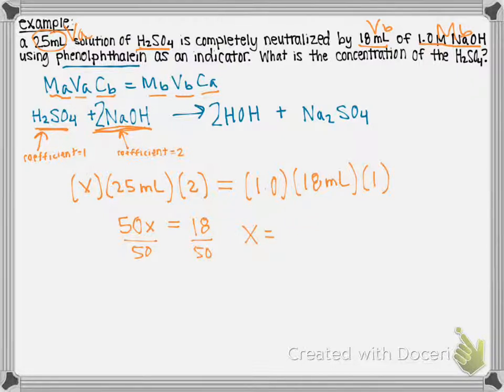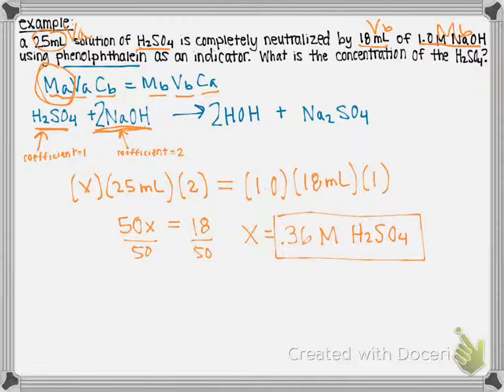X equals 0.36. And we've got to look at what we are solving for. We were solving for MA, so 0.36 is the molarity of the acid. And that's your final answer.